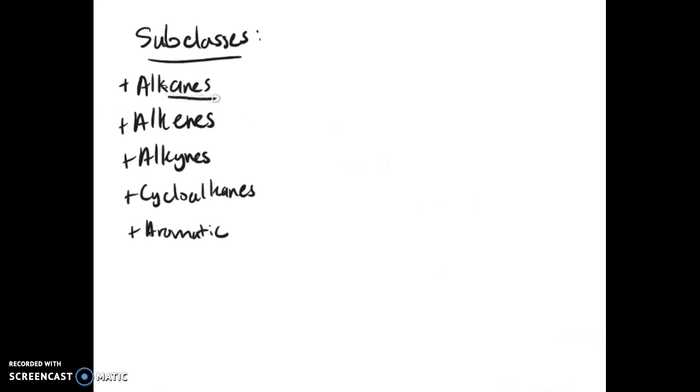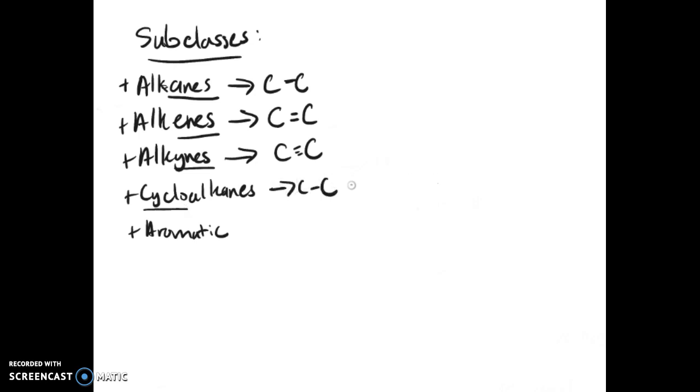Now, alkanes with the ANE ending are carbon-to-carbon single bonds. Alkenes with the ENE ending are carbon-to-carbon double bonds. Alkynes with the YNE ending are carbon-to-carbon triple bonds. Cycloalkanes, as you can see, the prefix is different. It's carbon-to-carbon single bonds, but in a ring structure. And aromatic compounds are based on what's called the benzene ring. Now we will talk about all of these, starting with the alkanes.